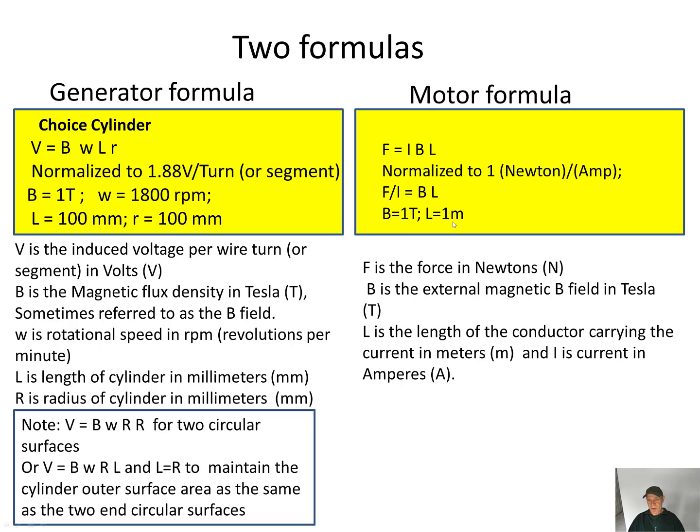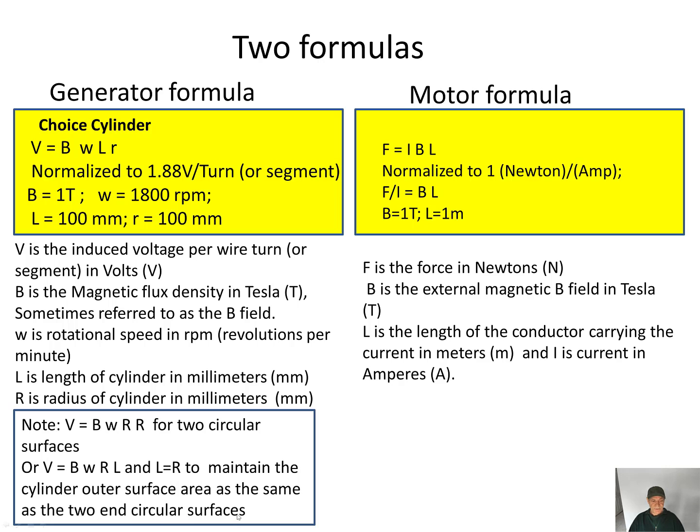V is induced voltage per wire turn or segment in volts. B is the magnetic flux density in Tesla, sometimes referred to as the B field. W is the rotational speed in RPM, revolutions per minute. L is the length of the cylinder in millimeters. R is the radius of the cylinder in millimeters. Note that V equals B W R R is for two circular surfaces, or V equals B W R L and L equals R to maintain the cylinder outer surface area as the same as the two-end circular surface. We'll discuss more about that later.